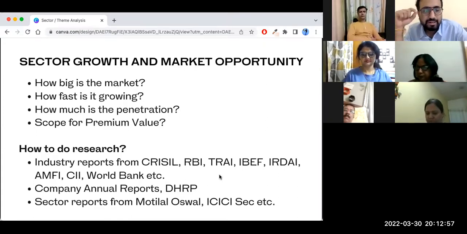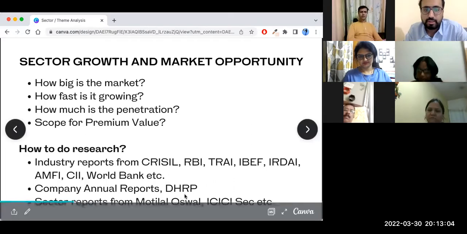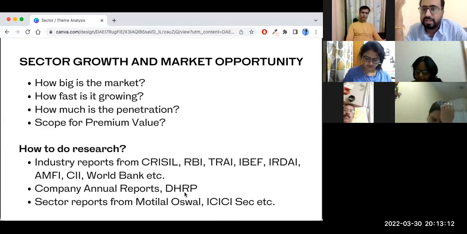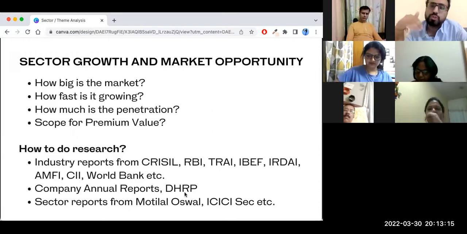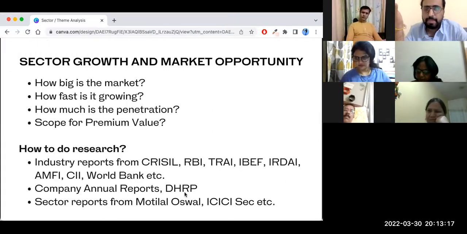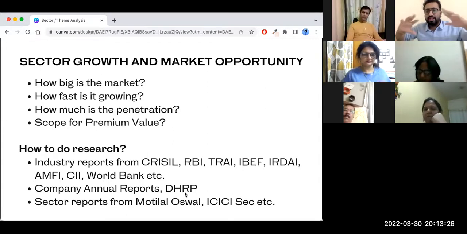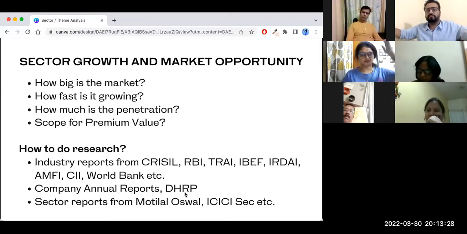Awesome. Then second, how do you do research? Company annual reports and DRHP. The spelling is incorrect here; it should be DRHP, draft red herring prospectus, right? Now, a company annual report is the report published by each listed company every year. They also give some understanding of the sector, but we don't have to rely too much on it because they will always give a rosy picture of the sector. They'll always give a good picture, right?